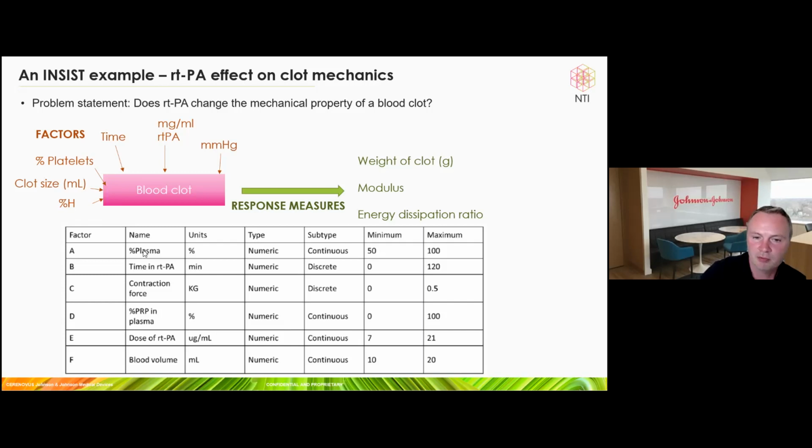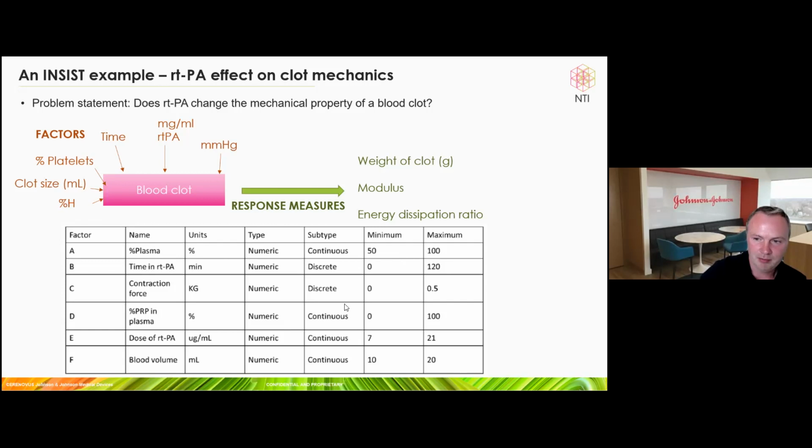So for percent plasma, which is the opposite of percent red blood cells, we picked between 50 and 100. So 50% plasma meant that 50% of the blood mixture was red blood cells, and 100% plasma meant there were no red blood cells in the blood mixture, and any clot that formed was just fibrin and platelets.